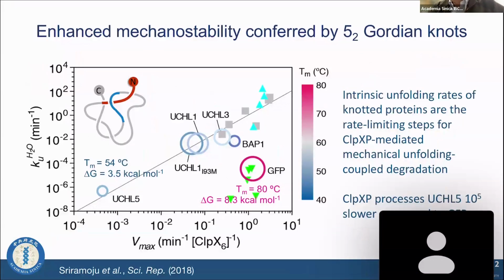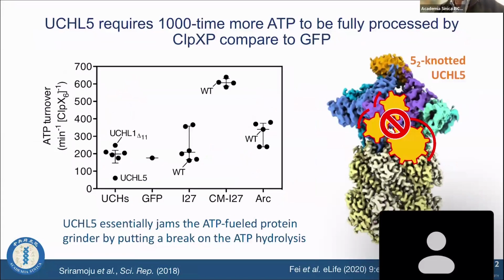However, green fluorescence protein has very high thermal stability. It is also chemically very, very stable, whereas these Phi2 knotted proteins will unfold at around 50 degrees or so, meaning that for these proteins, their chemical stability or thermal stability do not correlate with the mechanical stability generated by their topological constraints.